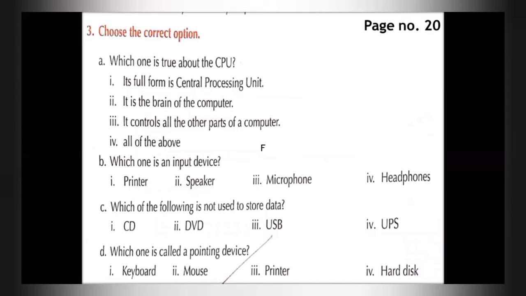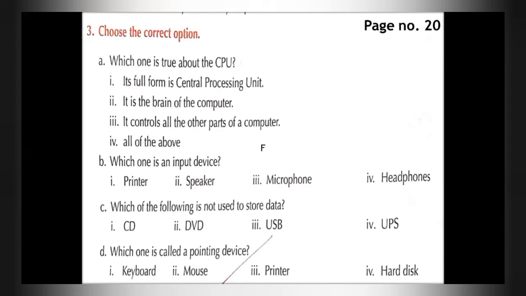Now open page number 20 in your books. We will do question number 3. Choose the correct option. Number A is, which one is true about the CPU? Number 1 is, its full form is Central Processing Unit. Number 2 is, it is the brain of the computer. Number 3, it controls all other parts of a computer. And number 4 is all of the above.